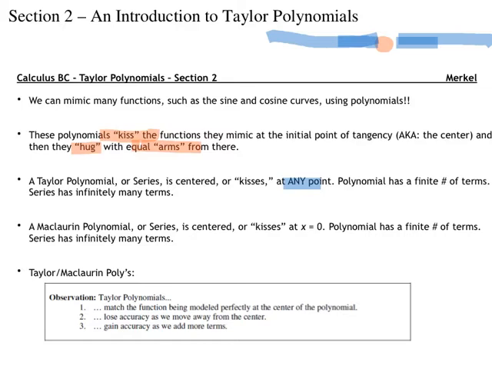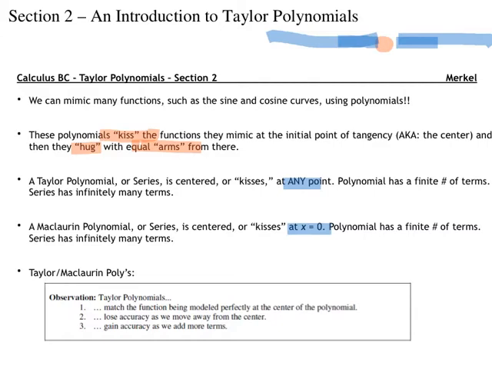A Maclaurin polynomial, the only difference about a Maclaurin polynomial or a Maclaurin series is that it has to kiss at 0. The center has to be at 0. Again, polynomial finite terms, series infinitely many terms. It's just like saying that a square is a special type of rectangle. A Maclaurin polynomial is a type of Taylor polynomial. So you'll see AP will use two different ways to call a Maclaurin polynomial. Sometimes they'll say a Taylor polynomial centered at 0, or sometimes they'll say a Maclaurin polynomial. I could say a rectangle with all sides equal, or I could say a square. It's the exact same situation.